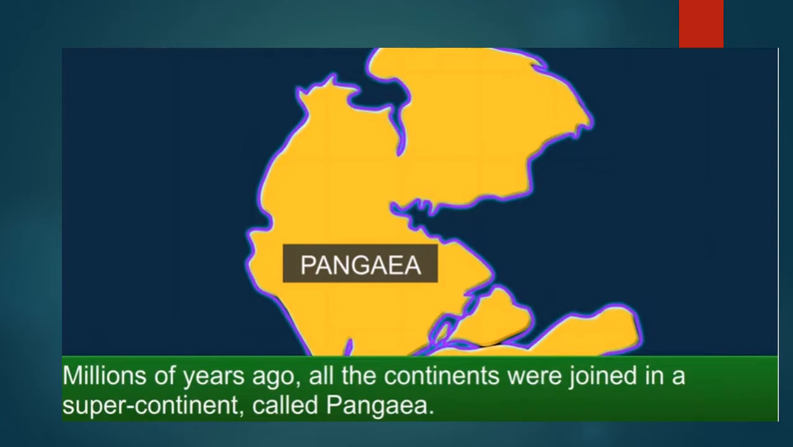Now, children, according to Alfred Wegener, millions of years ago, all the continents were joined together. It was one big landmass, or a supercontinent. All the land pieces were joined together, and it was called Pangaea. Pangaea means all land. So, according to him, when the earth was born, there was only one big land mass. It is not the continents that you see today. It was only one big land mass called Pangaea.